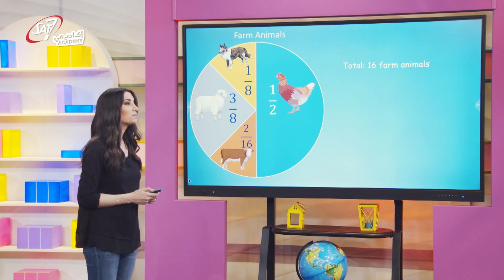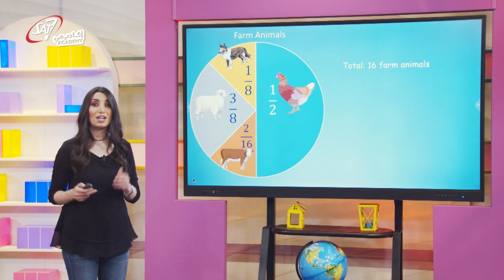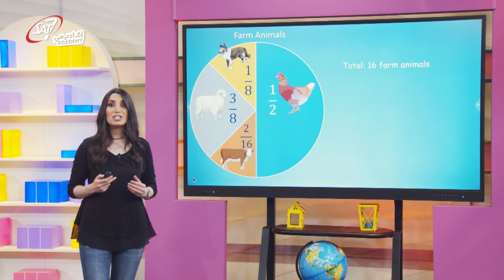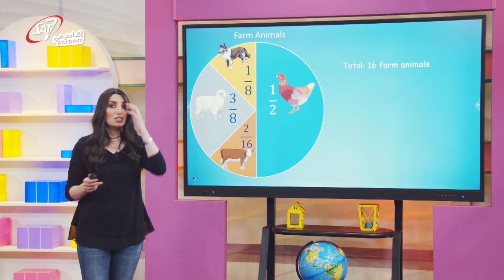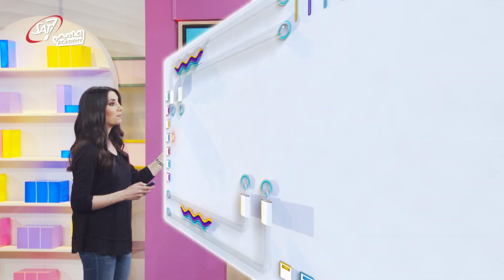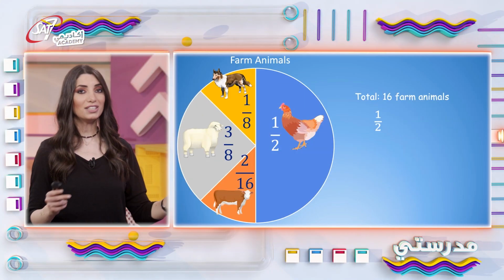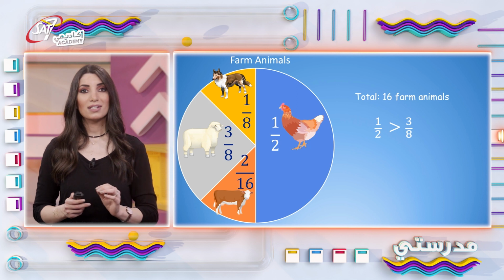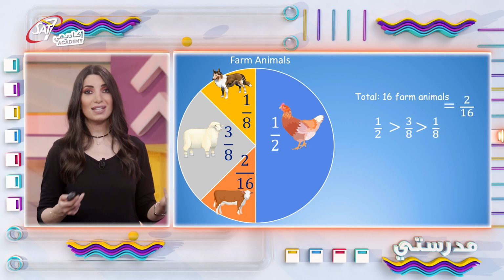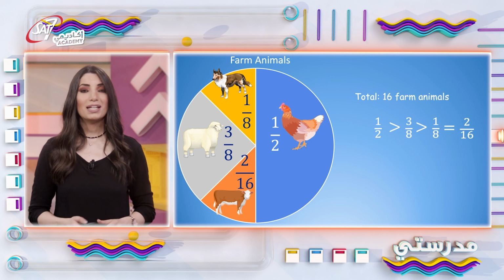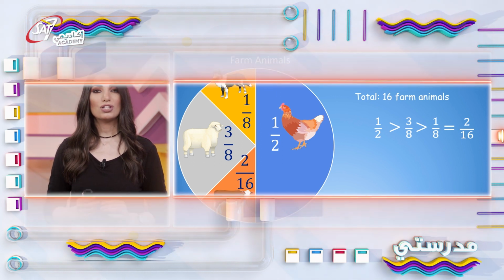circle graph. Do you see any sections that are equal in size? Look carefully. The dog and the cow sections are the smallest in size, and they seem to be equal as well. So according to our observation, half is greater than 3/8, which is greater than 1/8 and 2/16, which are equal. Let's use our math skills now to check whether our observation is correct.